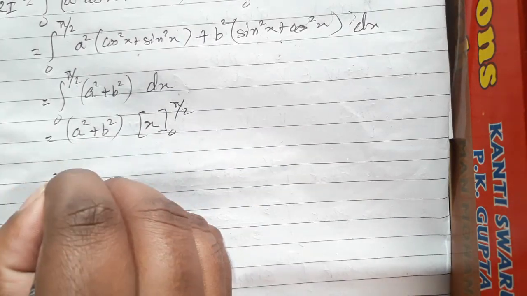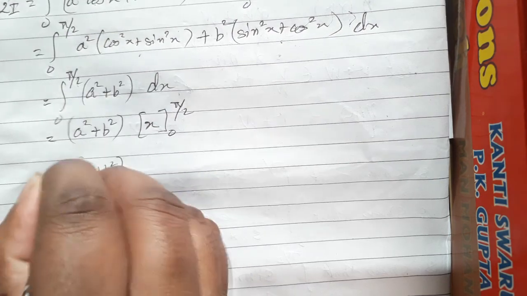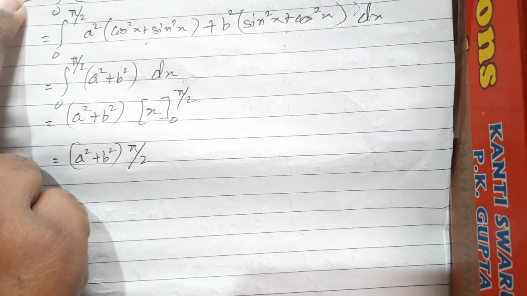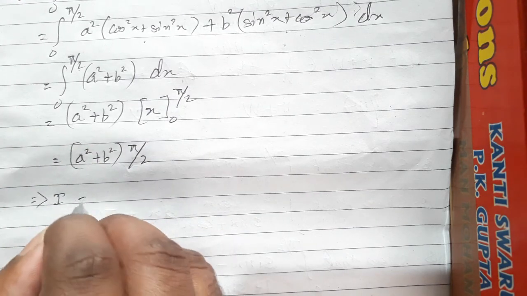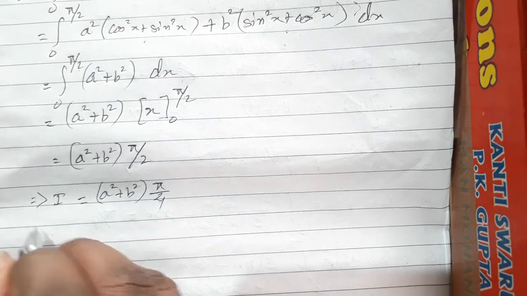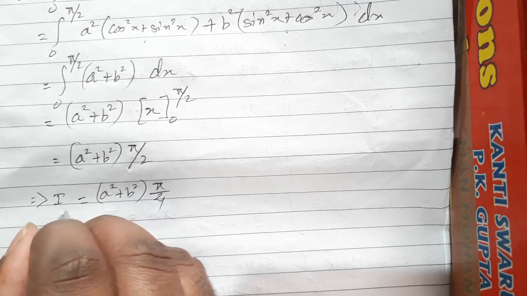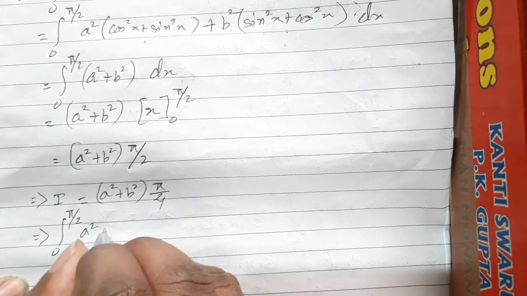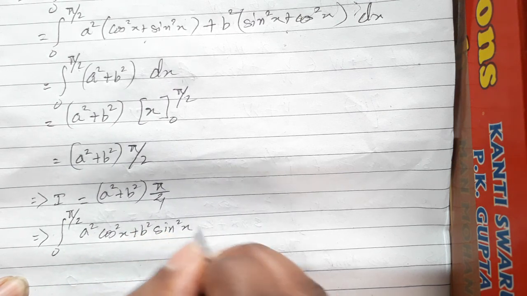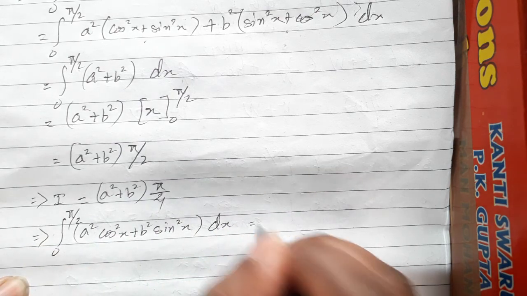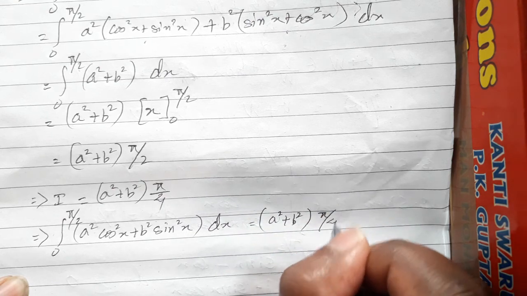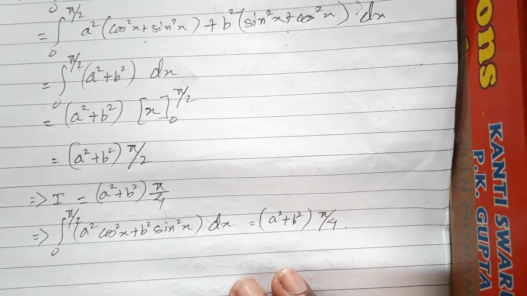So here we have a squared plus b squared pi by 2. So this implies here we have to find I. So there is 2 here, so this 2 will come down. So we get here a square plus b square pi by 4. So what is I? I is integral from 0 to pi by 2 of a square cos square x plus b square sine square x dx, which is equal to a square plus b square pi by 4. So we get here the answer to be this.